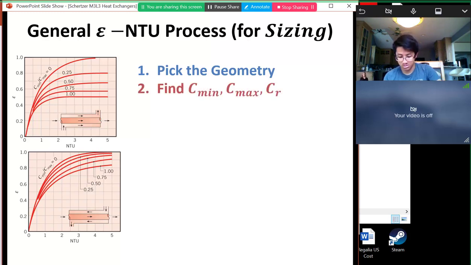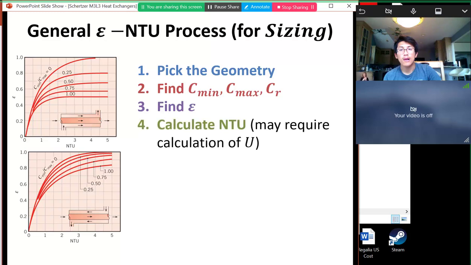Again, the first two steps look the same, so I'm going to find all my big C's. But now I'm going to find effectiveness from the definition, because usually if I'm trying to find how big, the question would be, how big does my heat exchanger have to be to transfer this amount of heat? So I would know Q actual. If I know Q actual and I can find C min, then I can find Q maximum. So I can find effectiveness from the definition of effectiveness, and then I'm going to use the relationship between effectiveness and NTU to calculate the NTU.